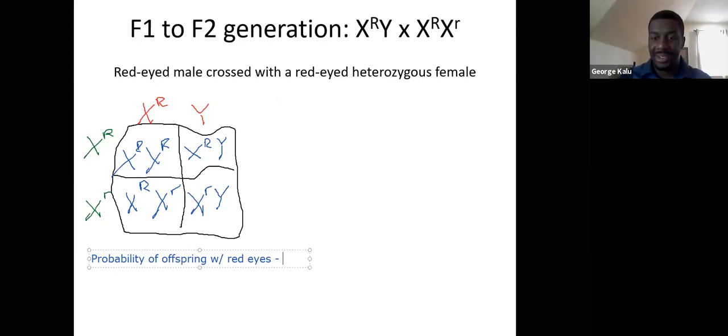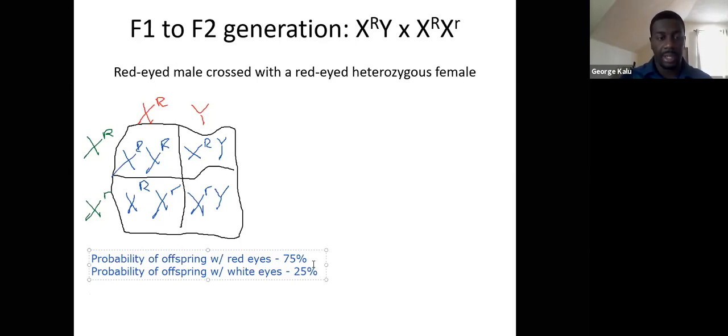So the answer is 75%, right? 75% chance of having offspring with red eyes. Again, we see 1, 2, 3 of our 4 boxes having the red eye allele. Cool. And then the probability of offspring with white eyes would be what? 25%. Good. And again, that's just because one of our 4 boxes has only the recessive allele.